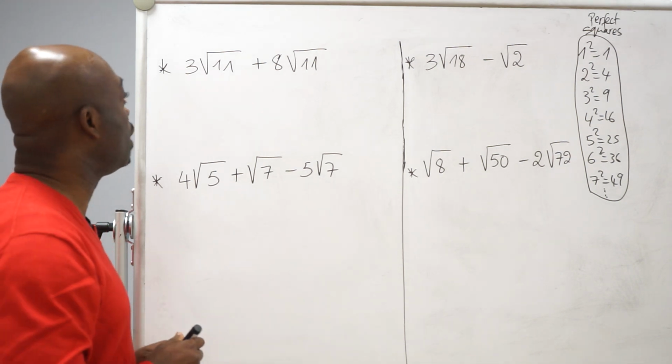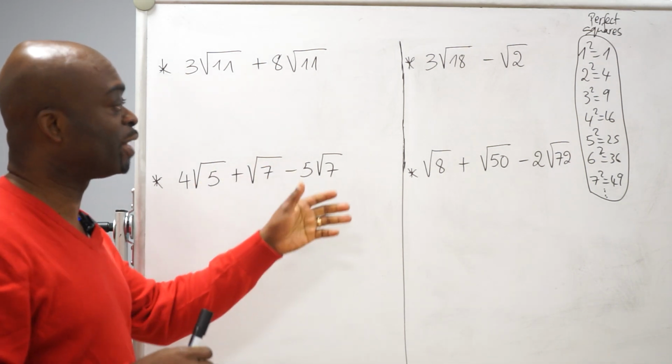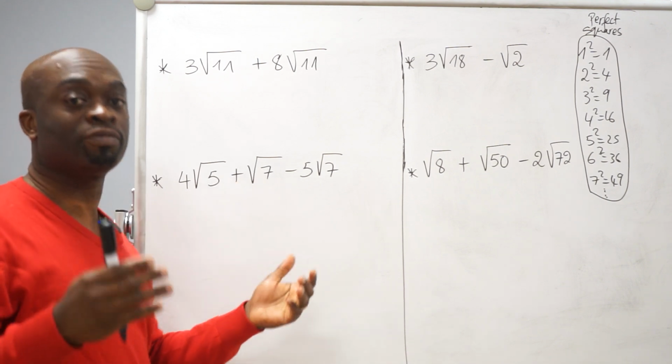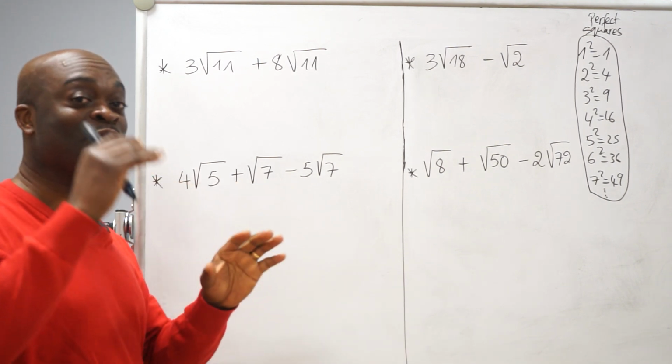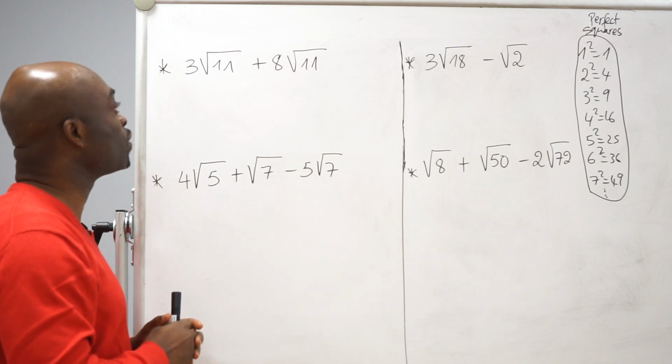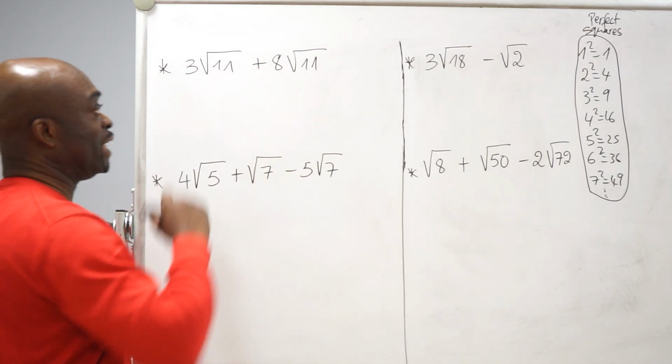All right, guys, so we are adding and subtracting radicals here, and pretty much all of them in this case are square roots. That makes life a lot easier for now, because we're going to have the cube roots and all of those beautiful ones also. So now we have 3 square root of 11 plus 8 square root of 11.